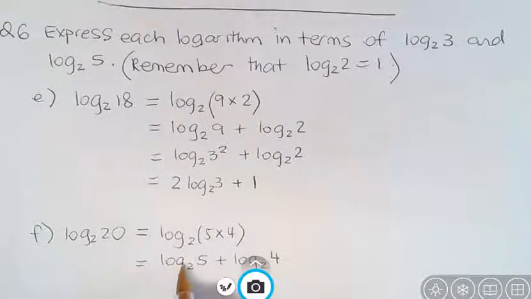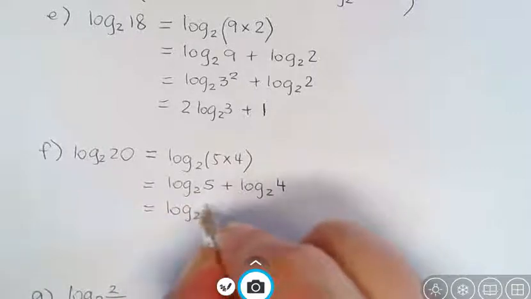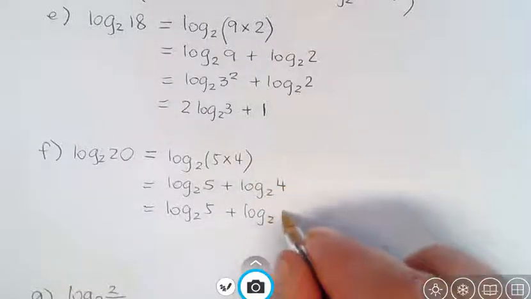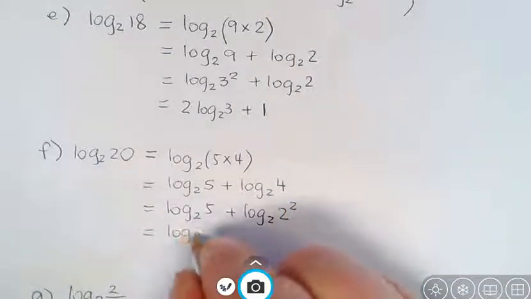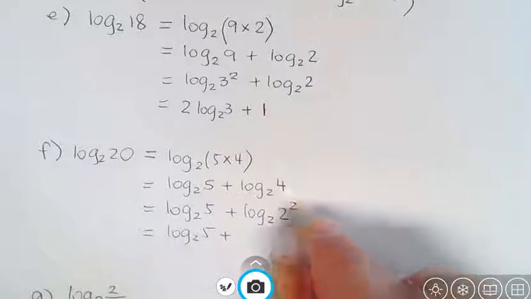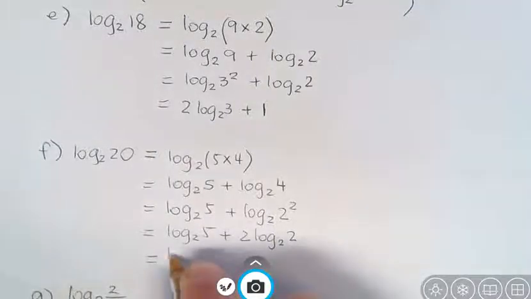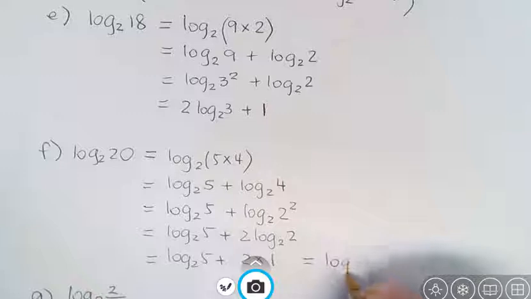So this bit's done, but I don't want to express it in terms of log to the base 2 of 4. But we know that 4 is 2 squared, so this log to the base 2 of 4 becomes log to the base 2 of 2 squared, because 4 equals 2 squared. Whenever you've got a power, you need to bring that down to the front. So that 2 comes to the front, so it's 2 times log to the base 2 of 2. So this is log to the base 2 of 5 plus 2 times, now log to the base 2 of 2 is 1. So this ends up equaling log to the base 2 of 5 plus 2 times 1, which is 2.